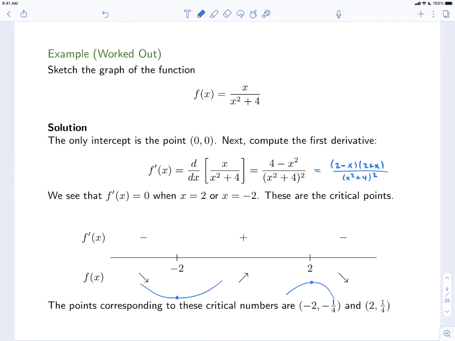So we want to come up with the actual y values, and that's easy enough to do. You can just plug in x equals negative 2 and x equals positive 2 into our original function. When x equals negative 2, you end up with negative 2 over 8, which is a negative 1/4. And when x is positive 2, you end up with 2 over 8, which is a positive 1/4.